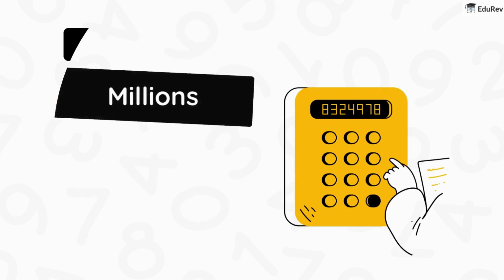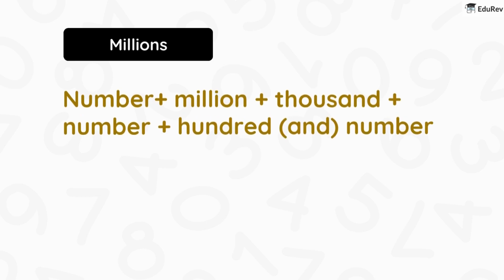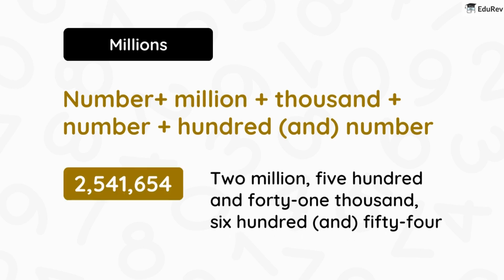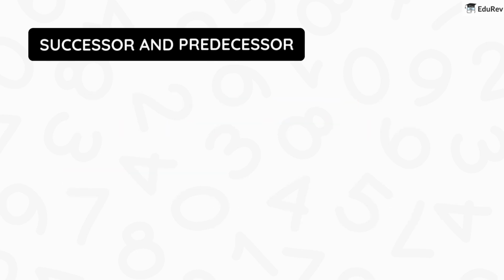Millions. When we talk about even larger numbers, like millions, we use a similar format, number plus million plus thousand plus number plus 100, and number. For example, 2541654 is written as 2,541,654.